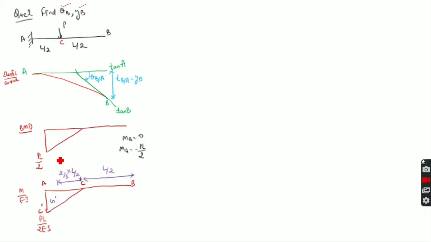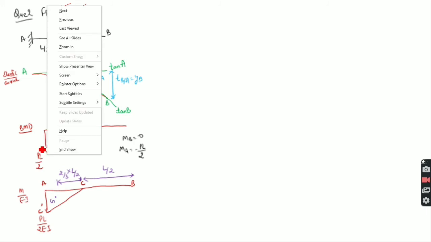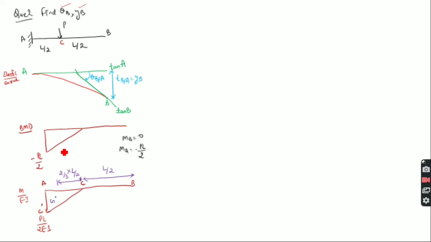Right, now we will draw the bending moment diagram. So here for this bending moment diagram there is no load here, so there will be no bending moment at this C point, and at A point the maximum bending moment will be PL by 2, right, so this will be negative. Okay, and here the bending moment will be 0, and the M by EI diagram will be like this. Okay, so in AC portion we have a shape, and in CD portion we don't have any type of shape.